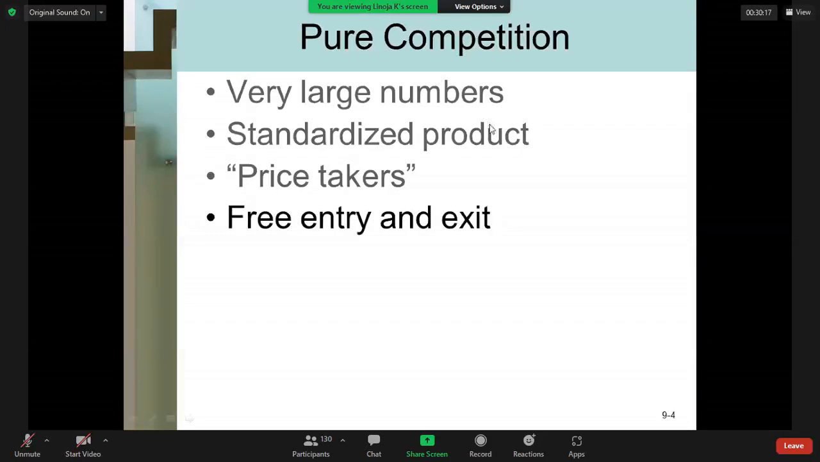Then free entry and exit means you can enter, you can exit, come and go without much restriction. You will have certain restrictions in the markets, some permissions you want to get, some procedures you have to cover. Otherwise, you don't have any entry or exit barriers. You can enter and exit freely. Free does not mean zero cost. That means freely you can enter and freely you can exit. So it is a kind of easiness.